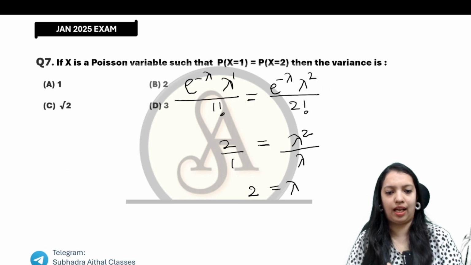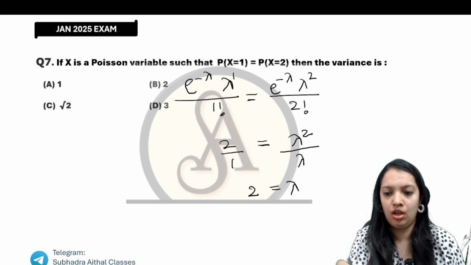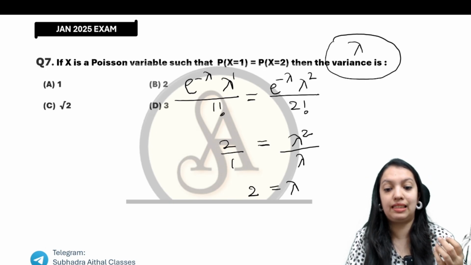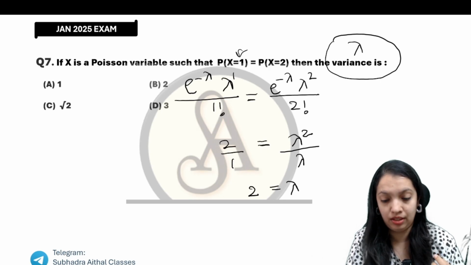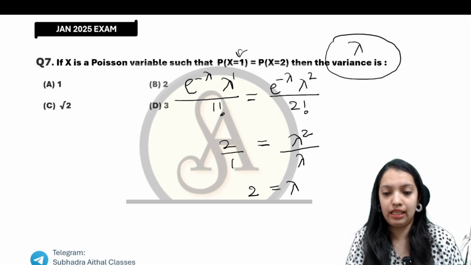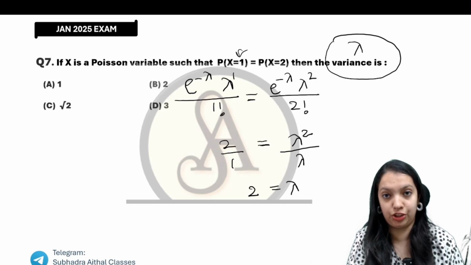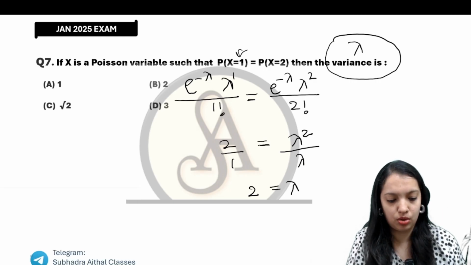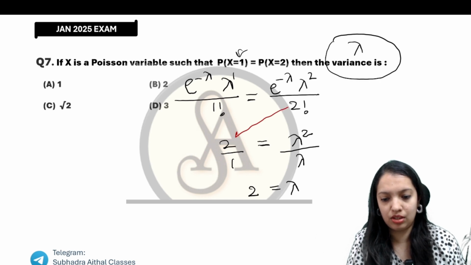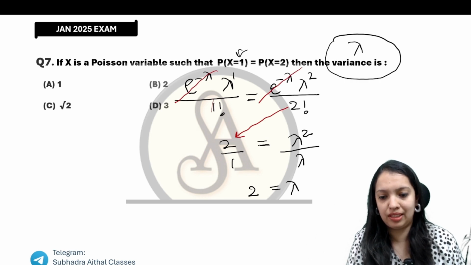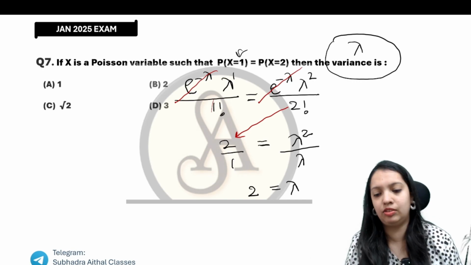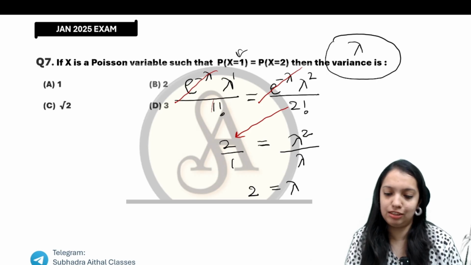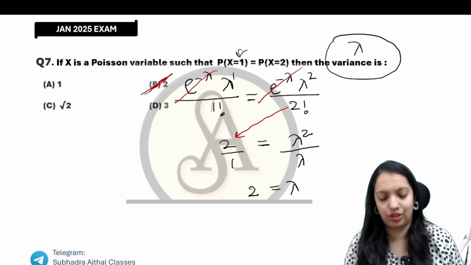Next question is about calculation of lambda value. They are asking you to calculate variance, given as e power minus lambda lambda power 1 divided by 1 factorial is equal to e power minus lambda lambda power 2 divided by 2 factorial. Do cross multiplication. When you do cross multiplication, 2 factorial goes to numerator, e power minus lambda gets cancelled out. So lambda square by lambda is 2 by 1. Lambda cancels, so lambda value is equal to 2. That's your answer.